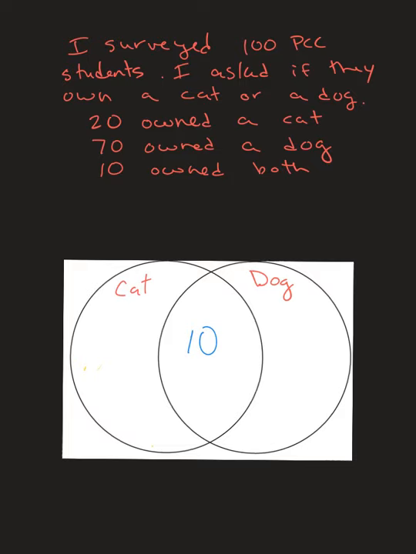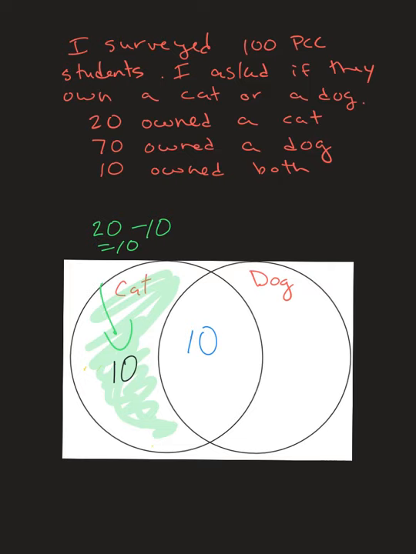when it says that 20 owned a cat, then I know that the entire cat circle needs to add to 20. So to find out what goes in this section right here, I have to figure out which number goes in here. I'm going to do 20 minus the 10 that's already there. That gives me 10, and that's the number that goes here. All right, so 10 goes here.